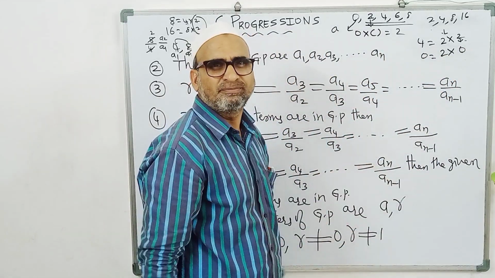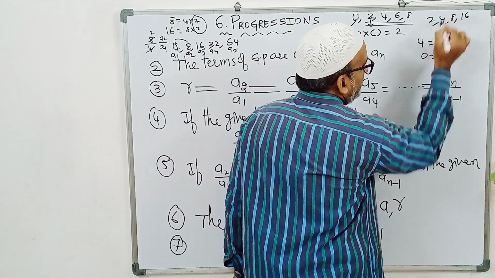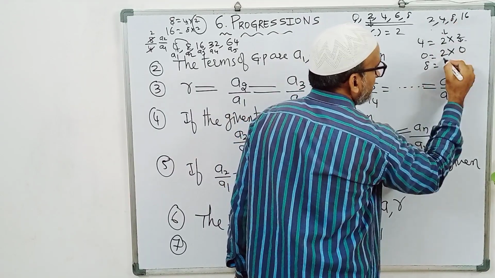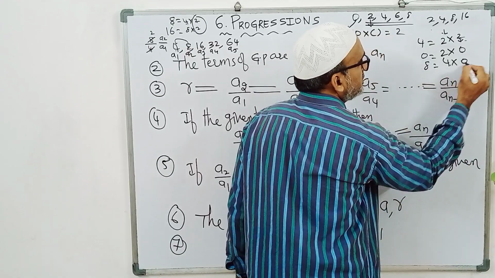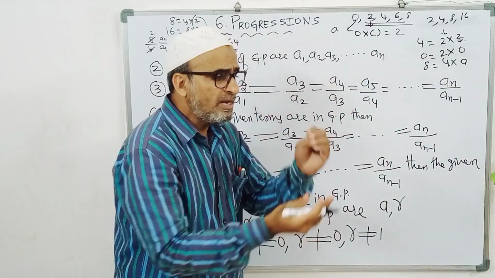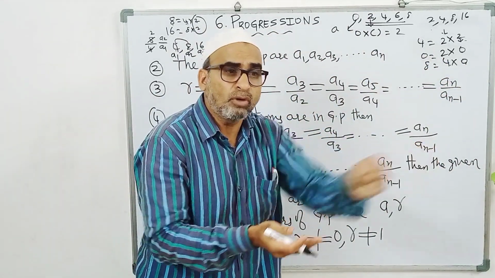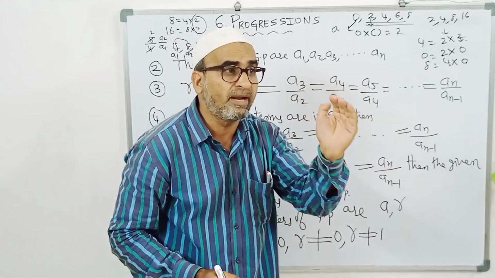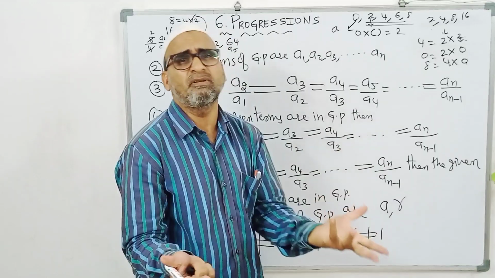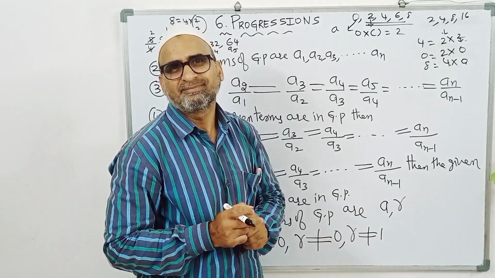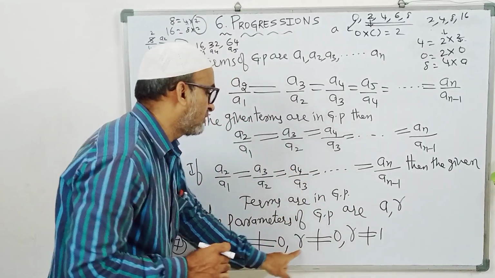If r is 0, suppose 8: how do you get 8? Previous number 4 into some fixed number. But if I am telling 0, 4 into 0, you get 0 only. Any number multiplied with 0 gives 0. You are telling that every number should be multiplied with a fixed number. If the fixed number is 0, the answer will be zeros only, no? So the r value should not be equal to 0 also.